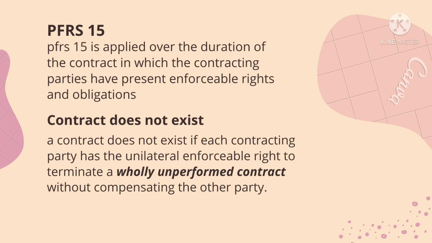PFRS 15 is applied over the duration of the contract. Example, the contractual period, in which the contracting parties have present enforceable rights and obligations. A contract does not exist if each contracting party has the unilateral enforceable right to terminate a wholly unperformed contract without compensating the other party. A contract is wholly unperformed if the entity has not yet transferred any promised good or service to the customer and has not yet received or not yet entitled to receive any consideration.